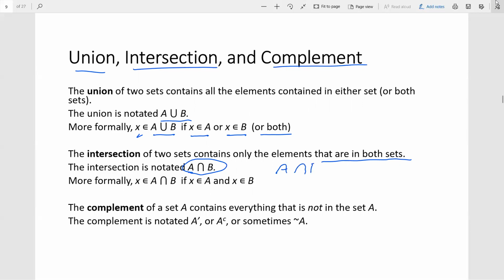A intersection would be, more formally, X is contained in A intersected with B if X is in A and also X is in B. It's got to be in both. Now, the complement of a set contains everything that is not in the set. It's notated usually in this course as A complement. Sometimes it's written like A prime, or sometimes with a little wiggly symbol, but we're going to be using A complement in this course.